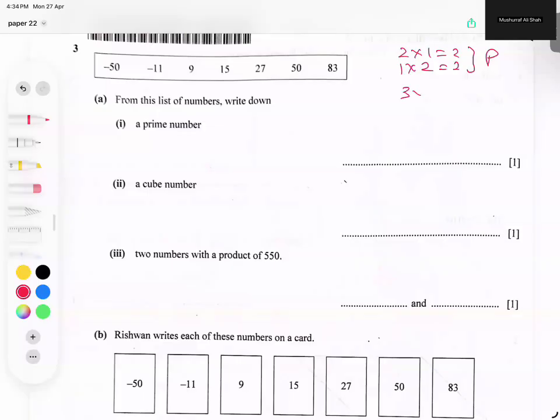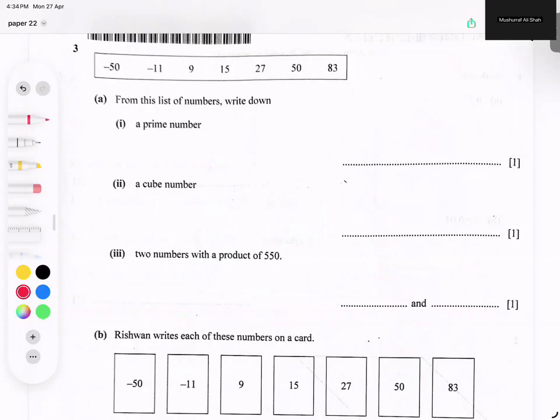So 3 ones are 3 and 1 three is 3. So 3 is called a prime number. But 4 ones are 4 and 1 four is 4 and 2 twos are 4. So then we can say that 4 is not a prime number. 4 is called a composite number. So 5 is also a prime number. I think you're understanding the definition of prime number. So this definition is clear.